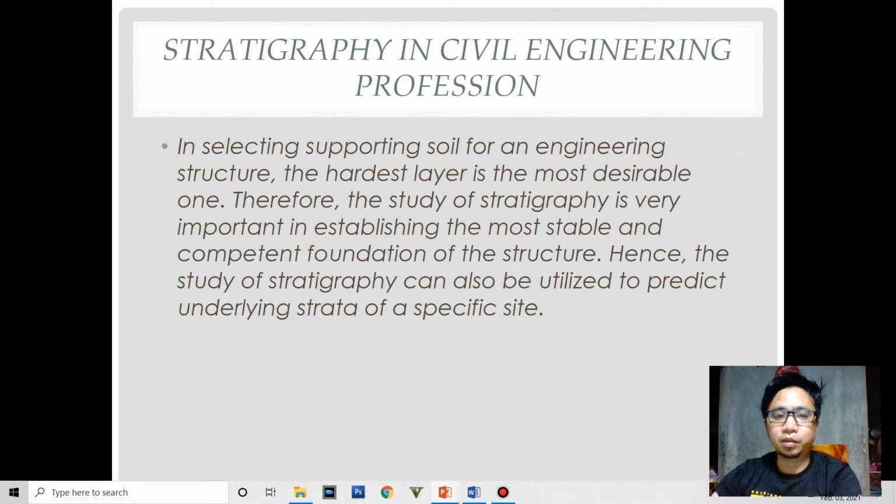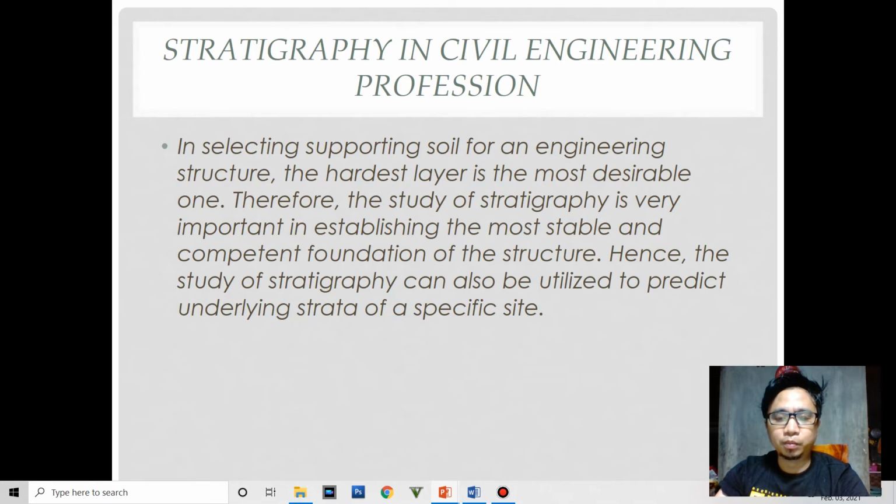So stratigraphy in the civil engineering profession: in selecting supporting soil for an engineering structure, the hardest layer is the most desirable one, of course. So if we are going to construct, especially a high-rise building, we really need to conduct a soil investigation. One of the parameters of the foundation is actually the soil bearing capacity, and essentially we need to know the layers of the rock.